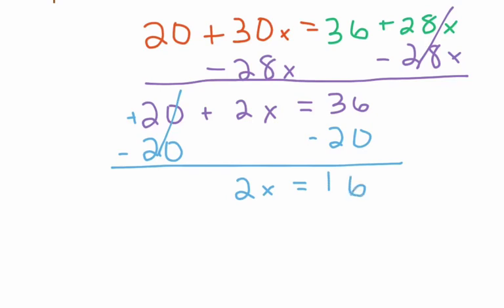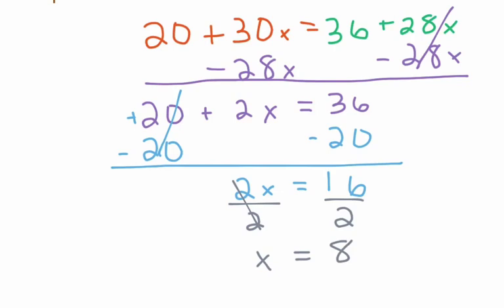Our final step then is going to be to divide by the coefficient. Our coefficient is 2, so we divide both sides by 2. The 2's cancel, and x is equal to 8. So what that means is if you're going to rent a car for 8 days, it doesn't matter which company you go with because you will get the exact same amount.